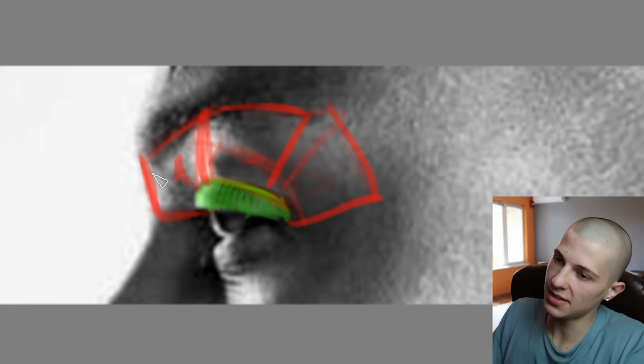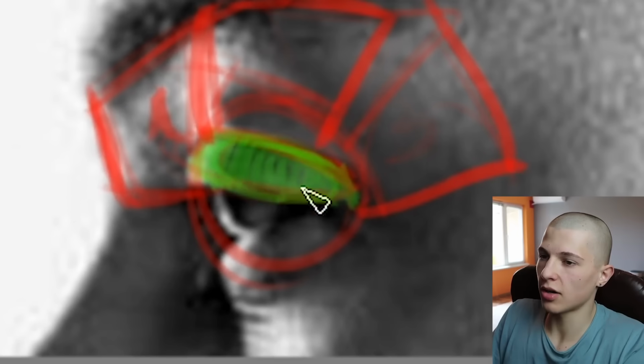But I shouldn't stop you from drawing the 3 different planes. 1, 2, 3. And later on, when you get to shading, you can actually show this form, but for now just keep it simple. The 3 planes, the eyeball, and the circumcision.